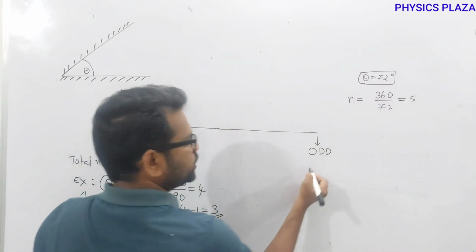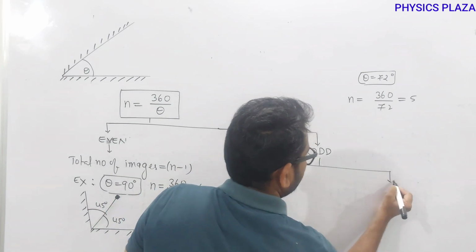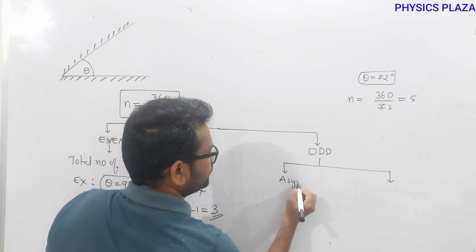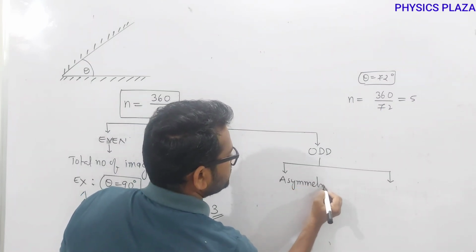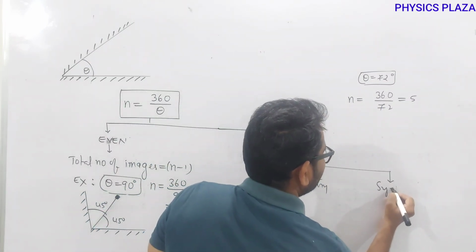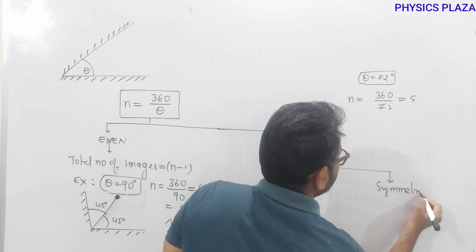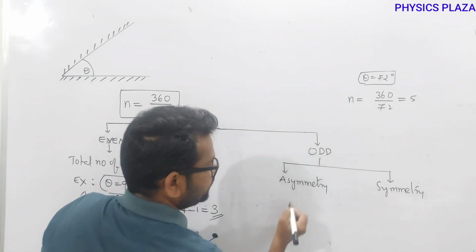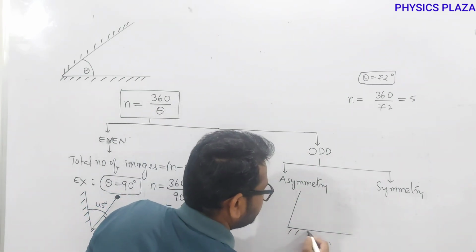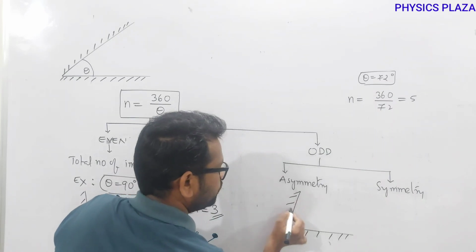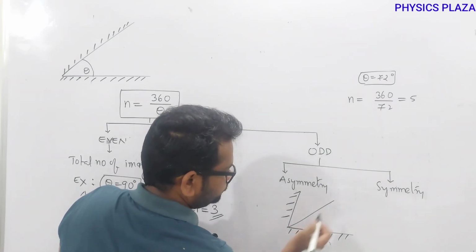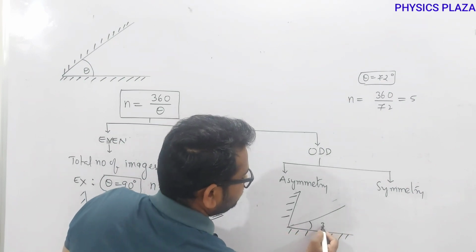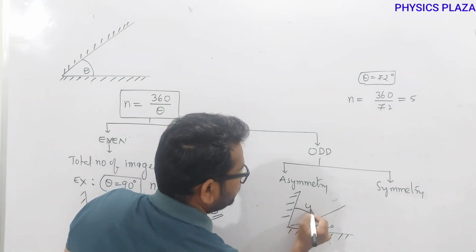Here also we have 2 cases, children: symmetry or unsymmetry. Let us take the asymmetry case first. Then we will see the symmetry case also. Here, children, for example, 72 degrees. Suppose this is one mirror and this is one more mirror. It's asymmetry, so it can be like this. Let us say this is 32 degrees and this is 40 degrees.